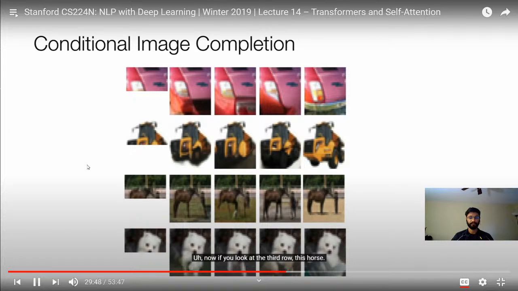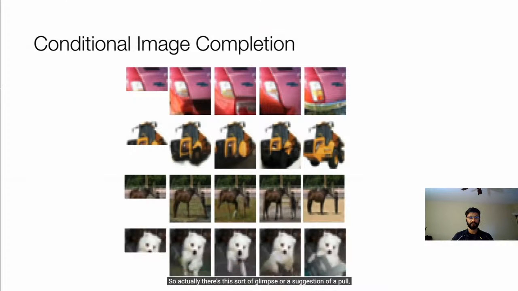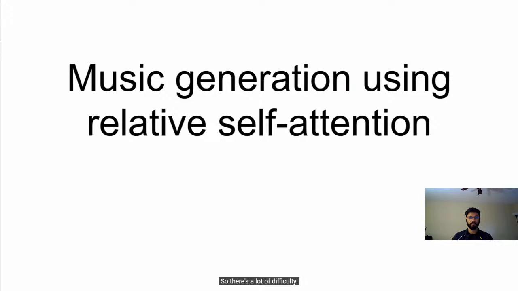Now, if you look at the third row, this horse, there's a glimpse or a suggestion of a pole, but the model hallucinated a human in some of these images, which is interesting. It does capture, or at least the data teaches it to capture, some structure about the world. The dog is just cute, and I guess it also shows that there was this entire object, this chair, that the model just completely refused to imagine. So there's a lot of difficulty.